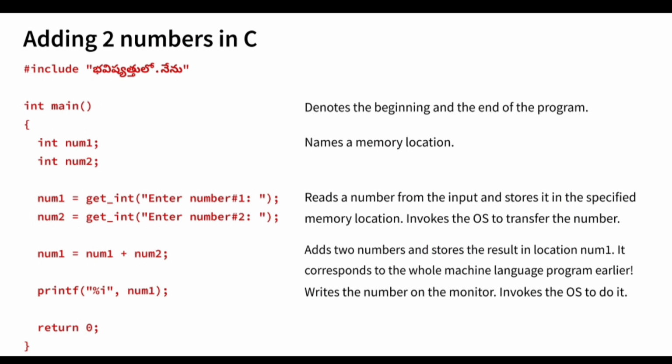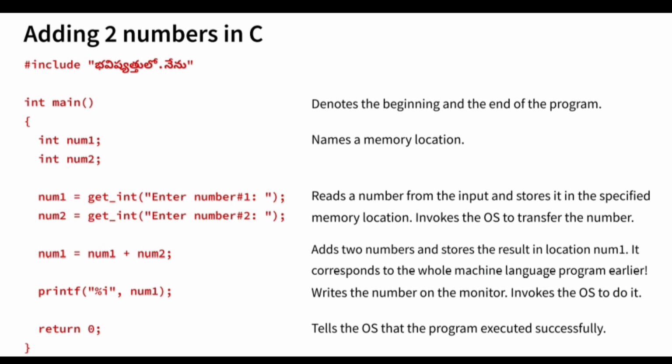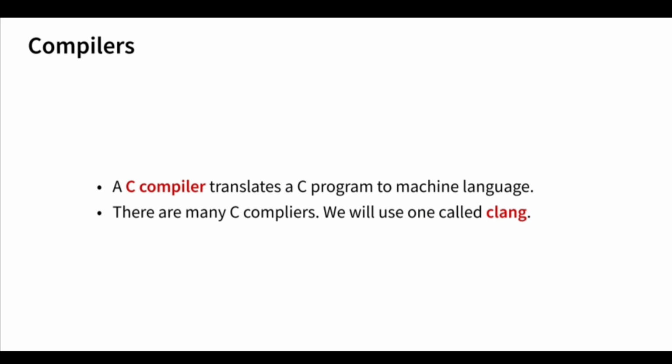So even to print whatever output we are getting, it writes the number on the monitor, which also involves the operation of an operating system. Then it tells the OS that the program executed successfully. Then we will get the required output. Then what is a compiler? A C compiler translates a C program to machine language, and there are many C compilers. We will use one called Clang.